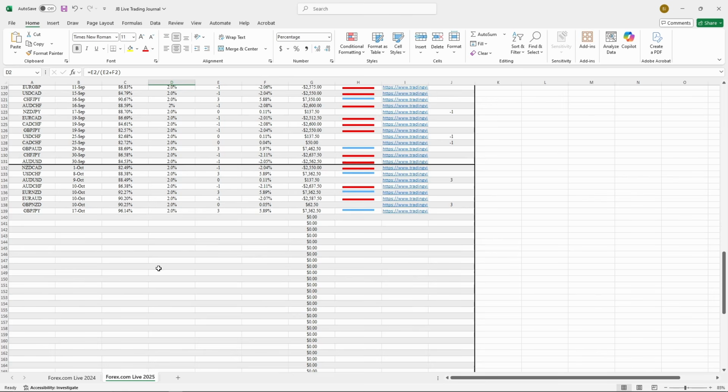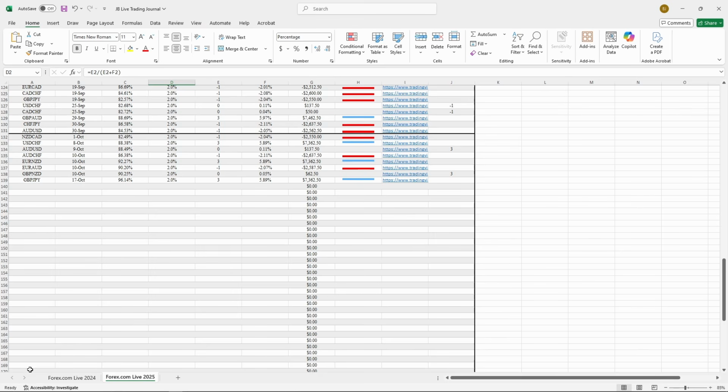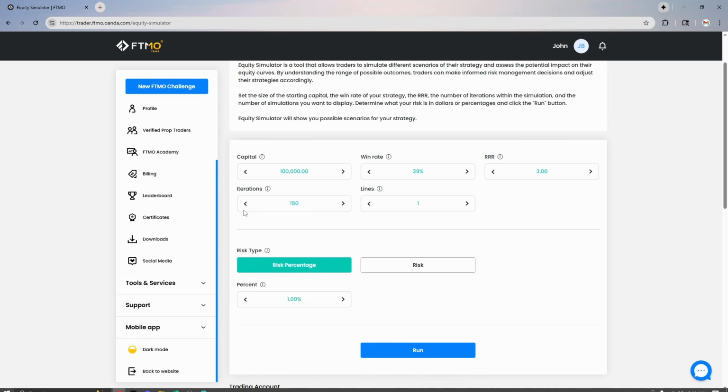And if we scroll down here, I'm at about 140 trades and we are in the middle of October. Based on an estimate, let's say I complete this year with about 170 trades. We're going to head back here to the simulator and put in the value 170. And for example purposes, we'll keep that risk at 1%, and I'll explain why in a little bit.